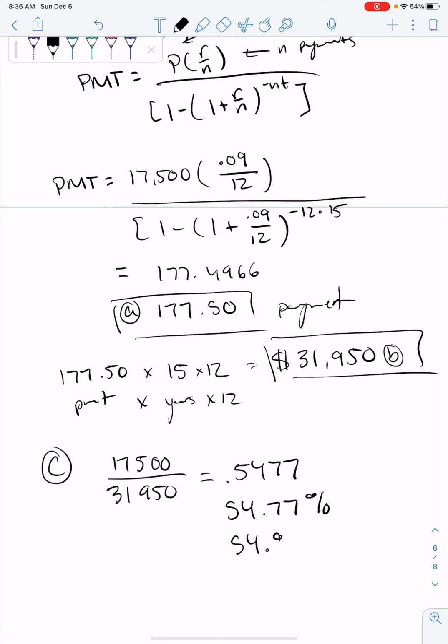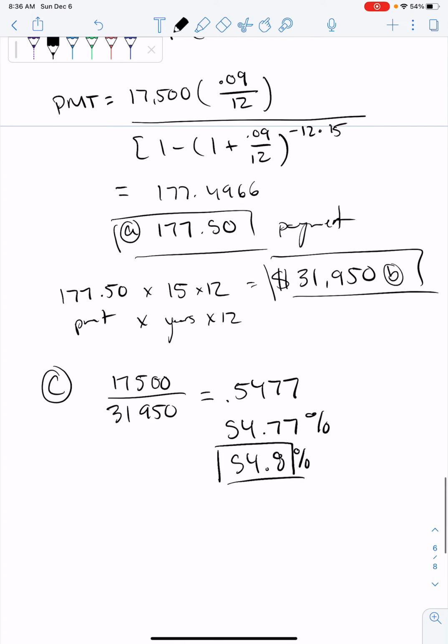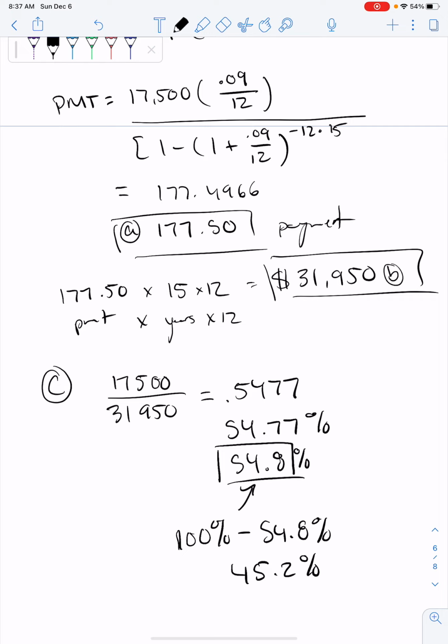So that's going to be 54.8%. So that would be the first part of my answer. And then it wants to know what's the percent that got paid toward interest. Well, if 54.8% got paid toward the principal, then that means the rest of it got paid toward interest. So I'm just going to take 100% and I'm going to minus 54.8%. And when I do that, I ended up with what? 45.2% is how much went towards interest. So almost half the money that I paid went towards the interest, okay?